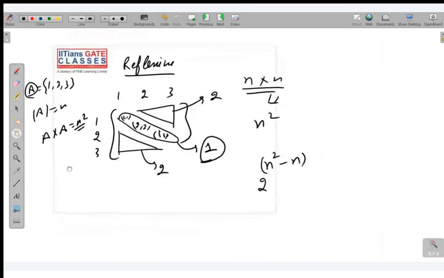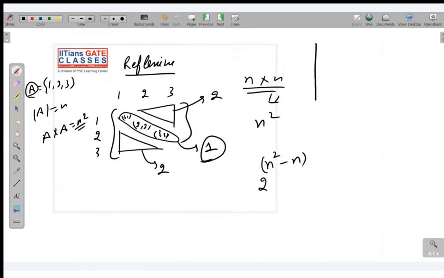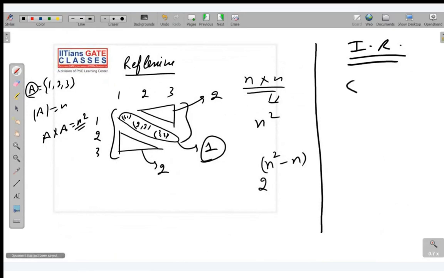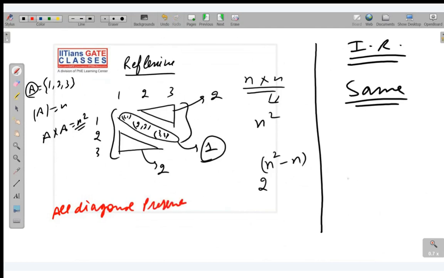No, sir. Okay, so this is reflexive. Similarly, irreflexive has the same answer. Why the same? In reflexive there was only one possibility for the diagonal, all diagonal elements present. But in irreflexive we will say all diagonals absent.